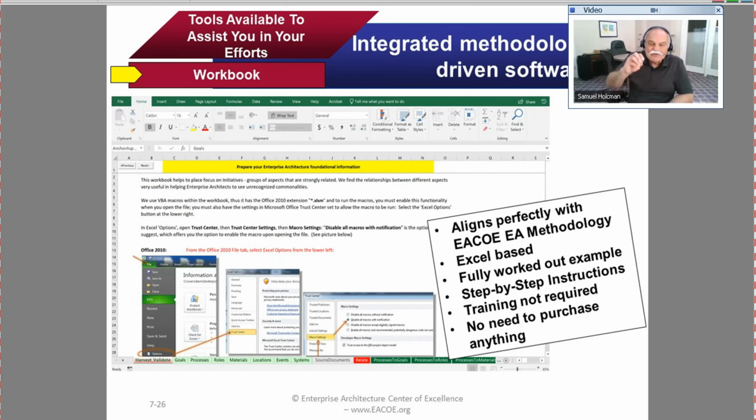Step-by-step guidance, three different versions, essentially, of the tool: working activities, text-based, video-based, step-by-step video-based. No training is required outside of our methodology because it's a mirror of that. You don't have to buy any tools. You don't have to take any more tool practice. Once you know how to do the EACOE Enterprise Architecture methodology, this enables you to do it even faster. Nothing else needs to be purchased to essentially move forward.